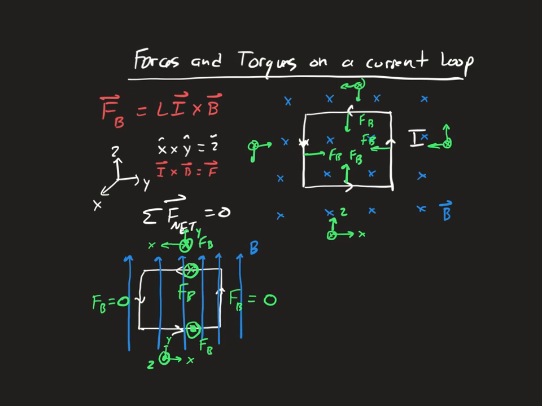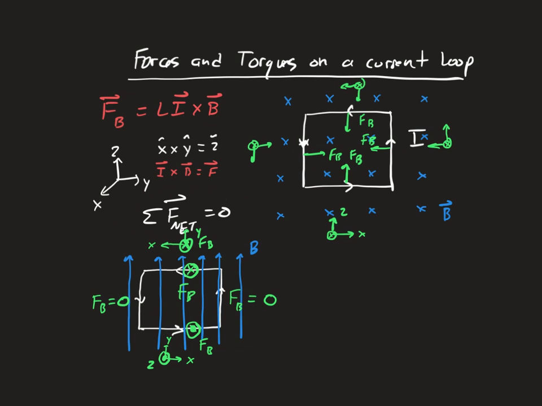So actually the net force is still 0 here, right? The total force on this leg is 0, this leg is 0, this leg is up, this leg is down. If they're the same length, then the force on each leg is the same. So the total net force here is still 0. So we still have a net force of 0 on this loop.